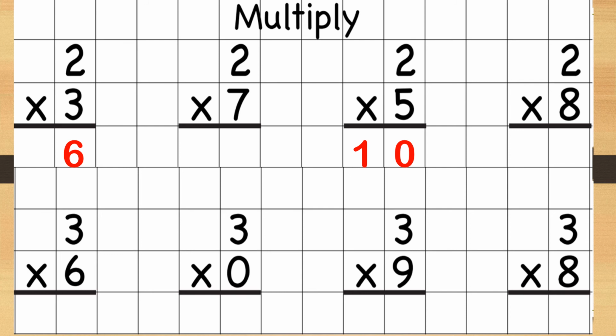Now let's multiply 3 by 6. So you know that 3 6s are 18. So we write 18. 8 in the ones column and 1 in the tens column. What is 3 multiplied by 0 children? You know that any number multiplied by 0 gives us a 0 because any number taken 0 time is 0. So 3 zeros are 0.